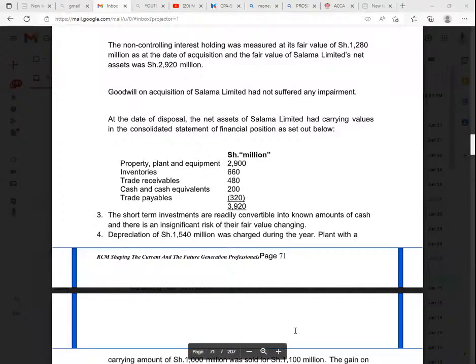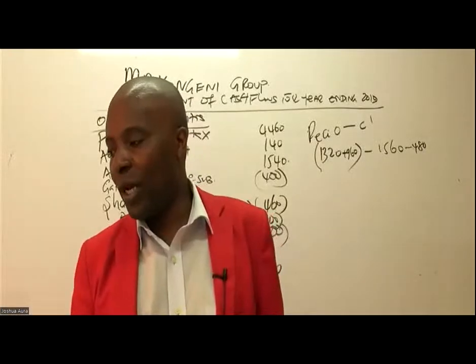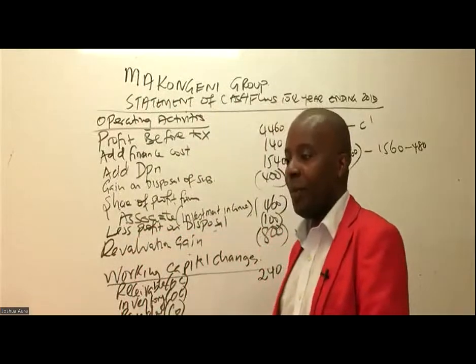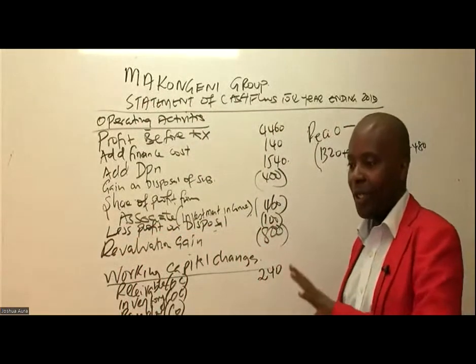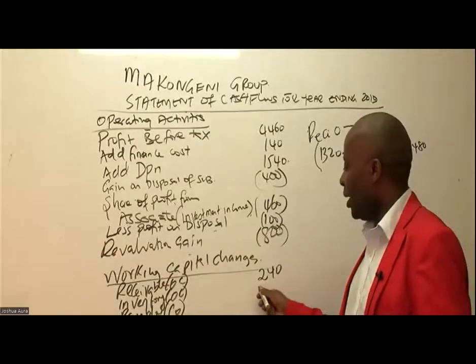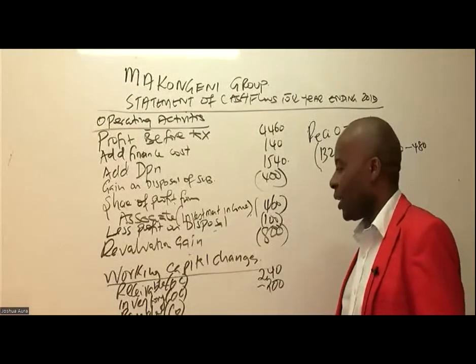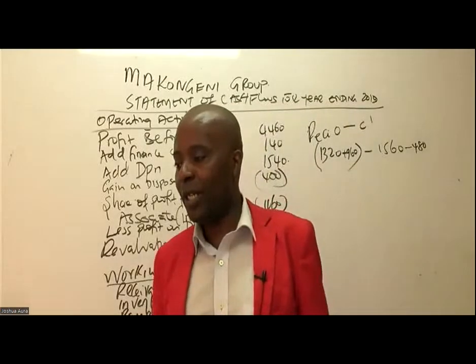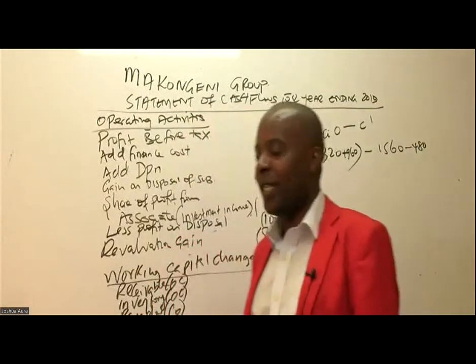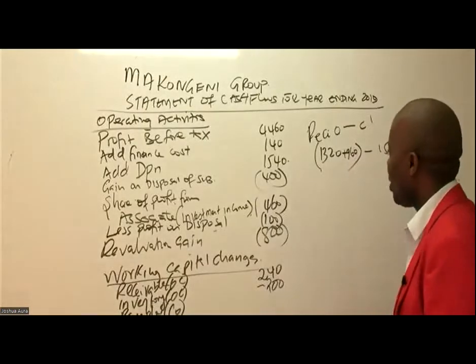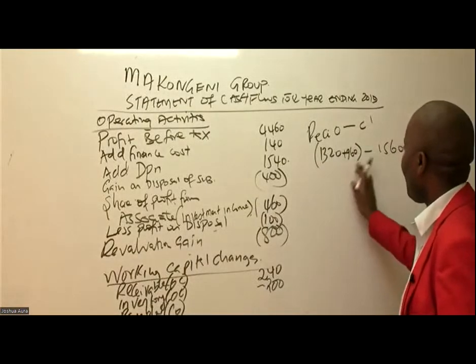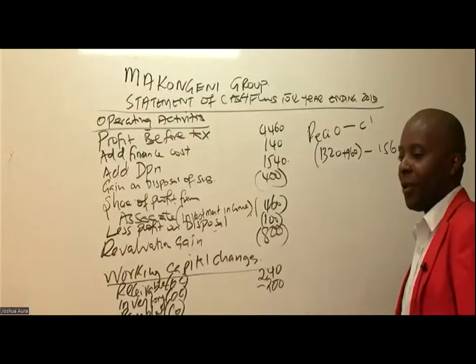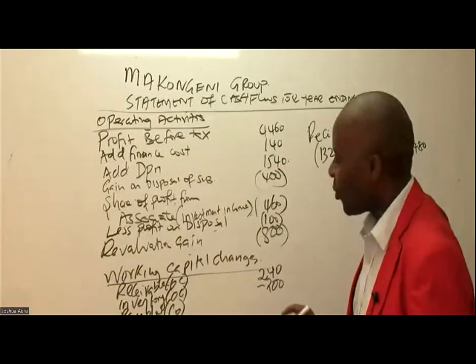So is there anybody who has an answer for us? Remember, it is OCI. Anne tells me it is minus 200. It is minus 200. Right? I can also do it here.